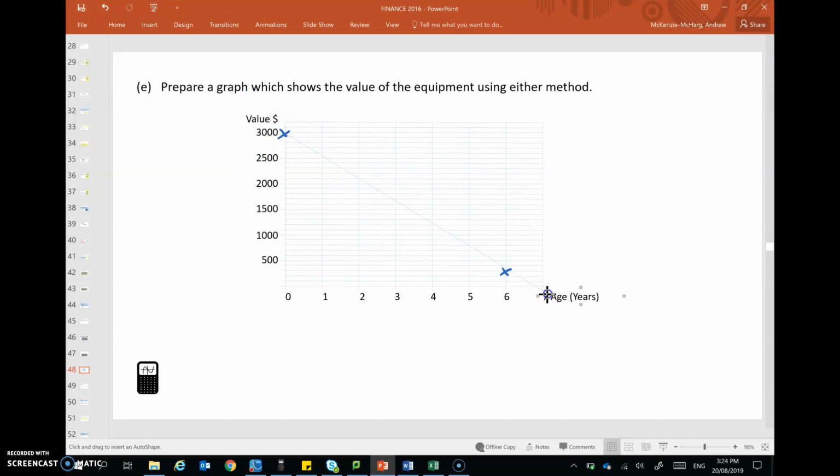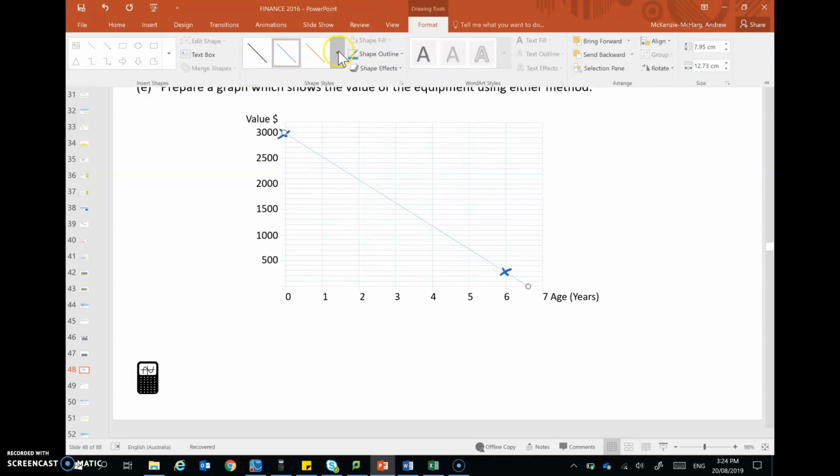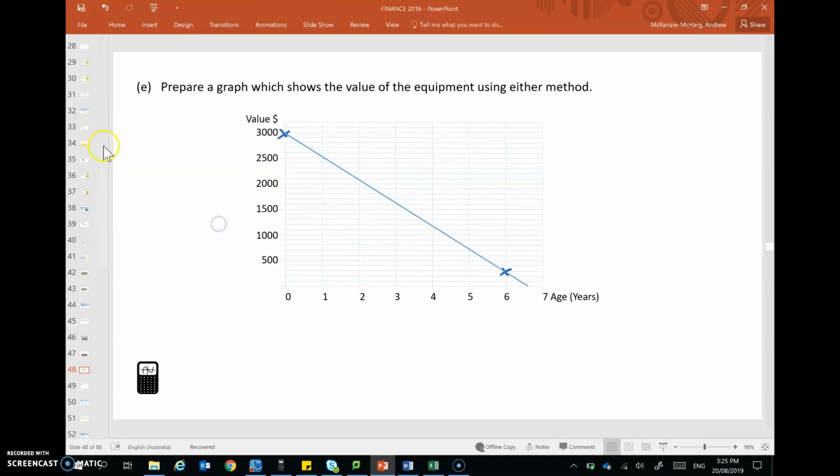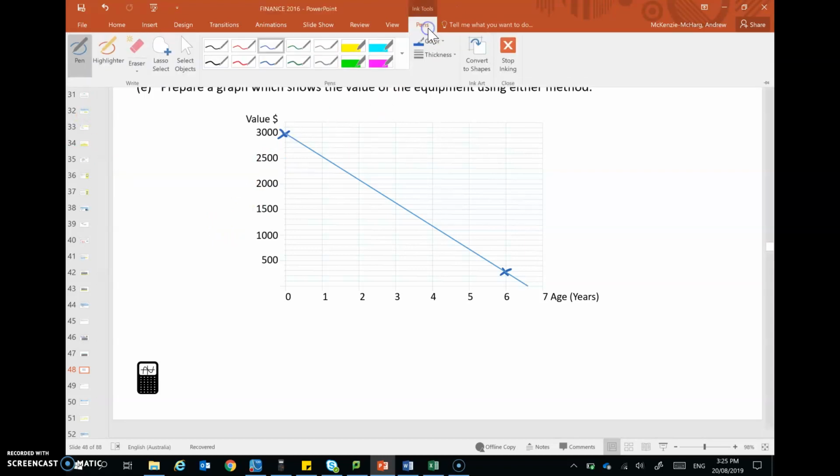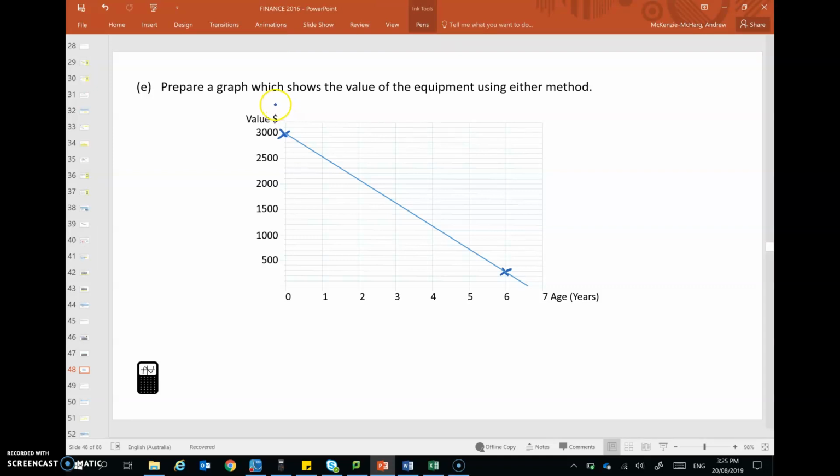I can even continue it on a bit if I like. Just get them to go through properly. Make it a bit thicker. There we go, that looks good. So there's the straight line method. Now with that one, you only need to plot the very start and end points here. Here we are at 0 and 3,000. And over here, after 6 years, the equipment's worth $300. Those are those two coordinate points.